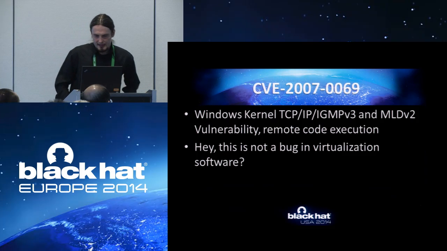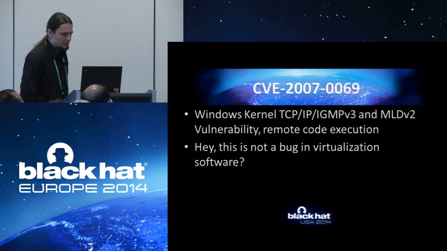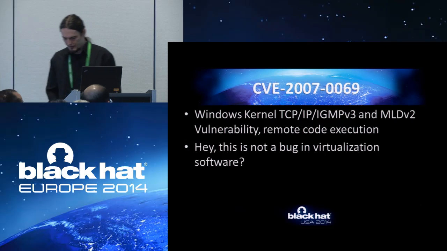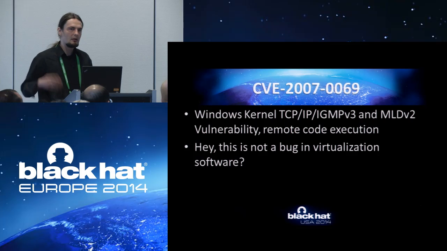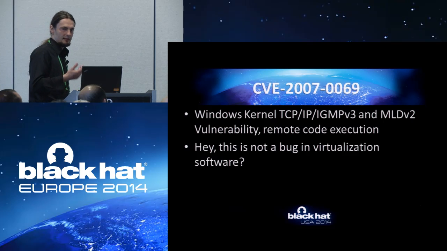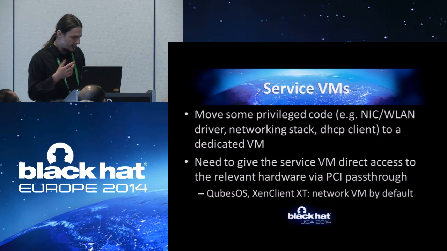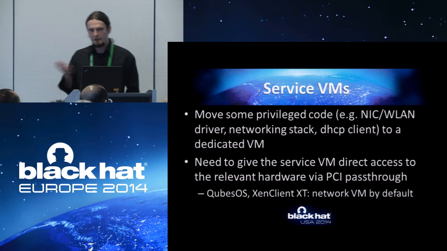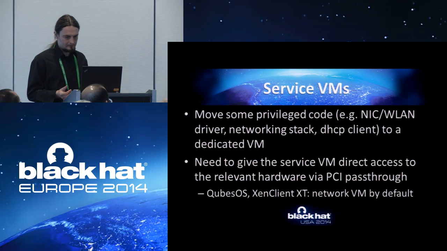Another one, CVE-2007-69. It was a vulnerability in the Windows kernel in networking code, particularly in IGMP packets processing, and it was pretty devastating. You could get remote code execution in the Windows kernel. So if not everyone is asleep, then you should realize it's a vulnerability in Windows, not in the hypervisor, right? So why do I mention it here? The point is that you can use, again, isolation implemented by the hypervisor to help with that kind of problem. So the idea is to use so-called service VMs.